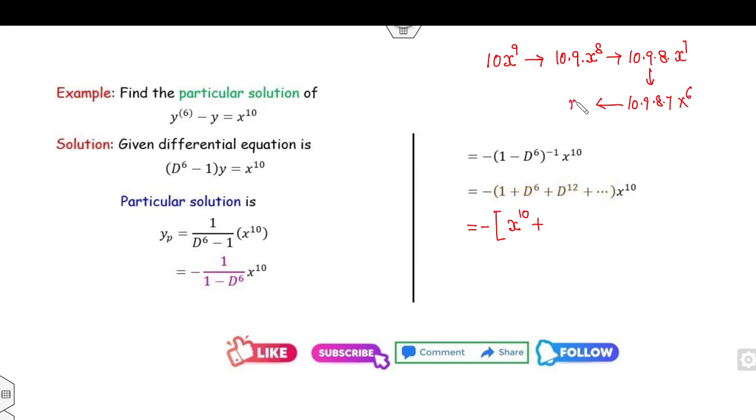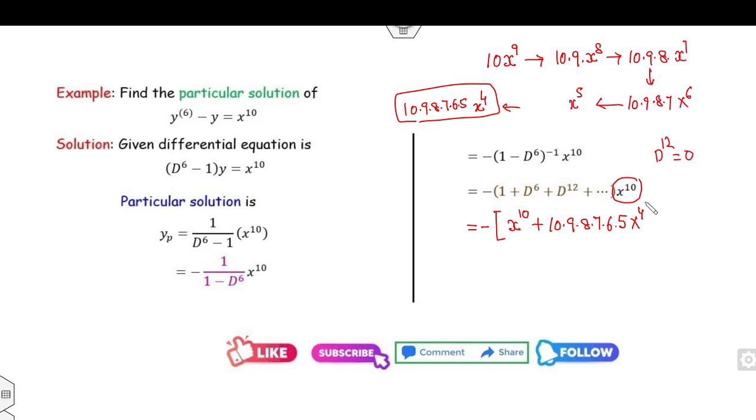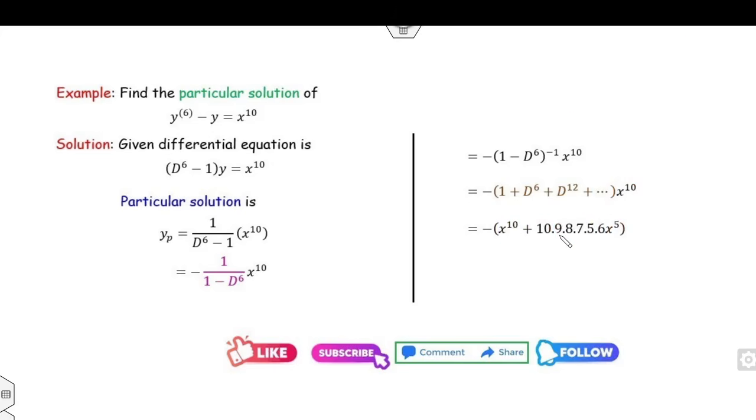Fifth derivative is x raised to power 5. And sixth derivative is 10, 9, 8, 7, 6 and 5 of this. So I can write this number is 10 into 9 into 8 into 7 into 6 into x raised to power 4. Can you find the 12th derivative of this? Because the degree is more, so the 12th derivative is 0. So the right answer of this problem is 10, 9, 8, 7, 6 into x raised to power 4. So that will be x raised to power 4.